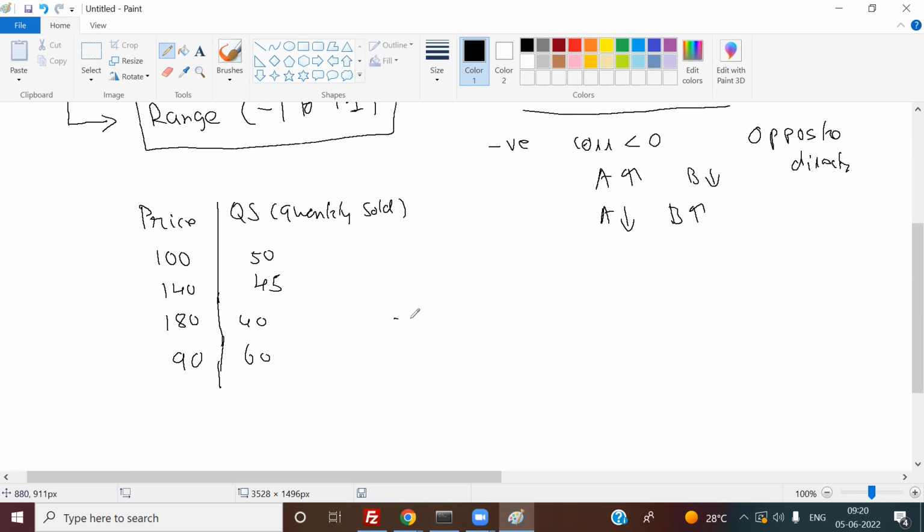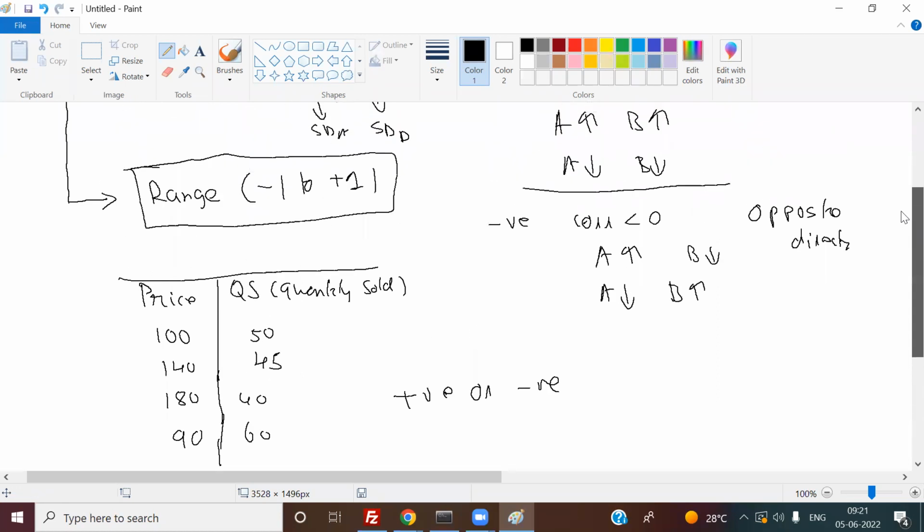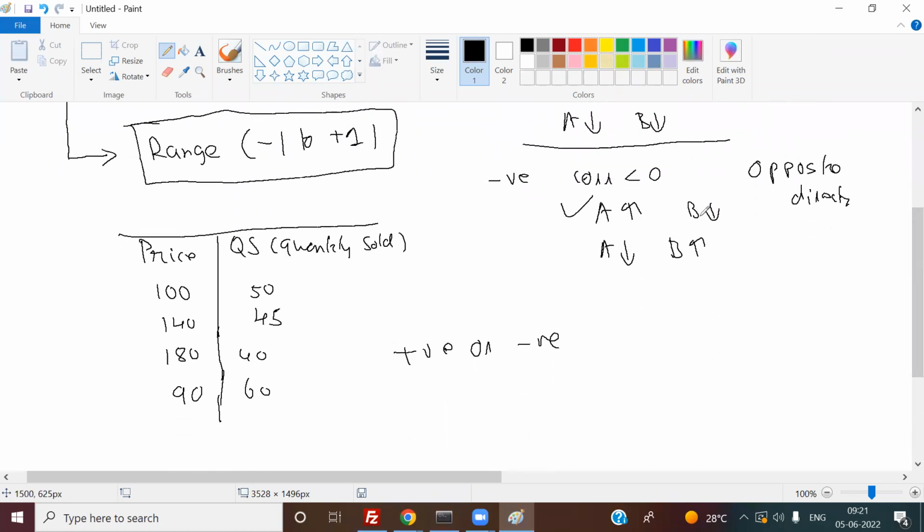What do you think? Is it a positive correlation or negative correlation? ये positive है या negative है? अरे बताओ. Negative correlation. Why? Very simple. If one of them is increasing, the other is decreasing. Okay. So when price is increasing, do you notice quantity sold is decreasing? So it is obviously negative.